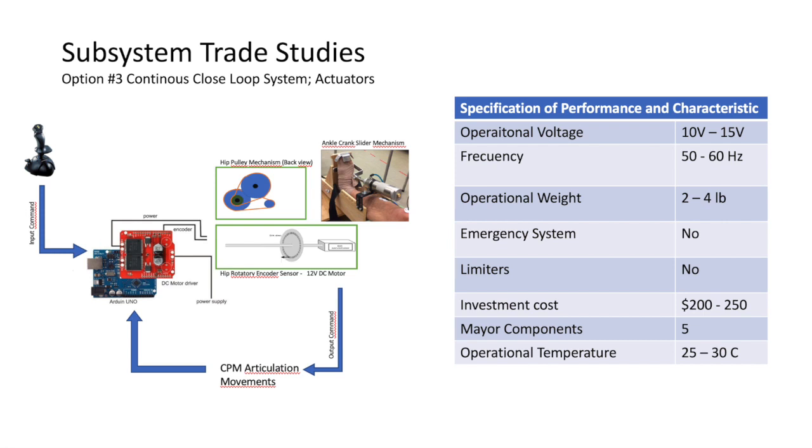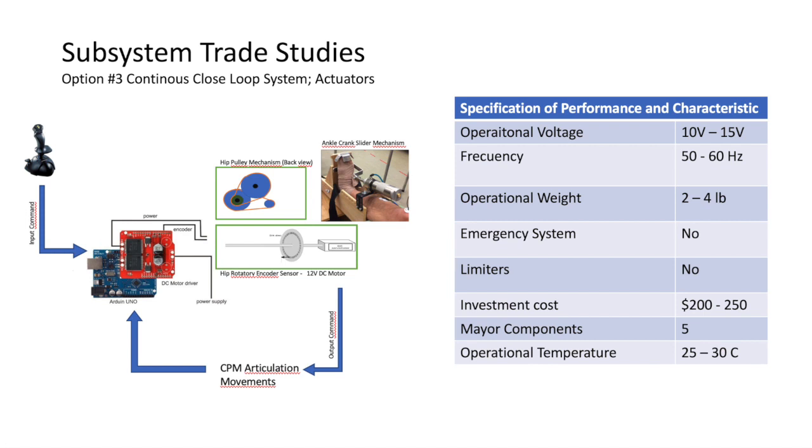Our third and last concept is the continuous closed loop system with actuators. It is the most similar model to the first one mentioned, since it consists of a closed loop, but unlike the first one, this last one does not use a feedback system by means of sensors. In theory, the model, upon receiving an input, will continue to perform the function continuously until it is dictated otherwise, without updating its output.